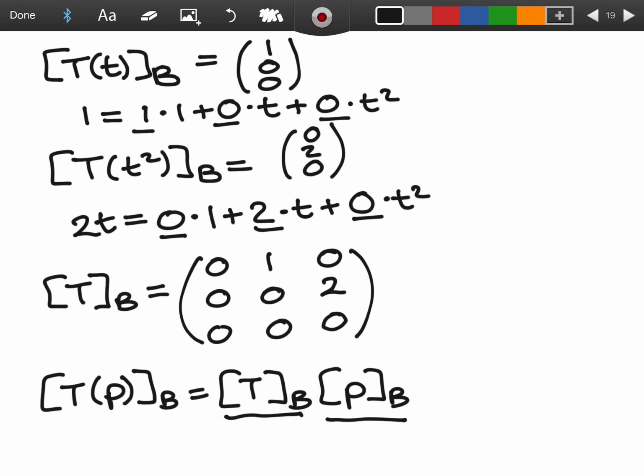So we can then find the coordinate vector here. It will tell us how many 1s, how many t's, and how many t squareds we have in the image of p by mapping it through T. Okay, so that's what this matrix does.